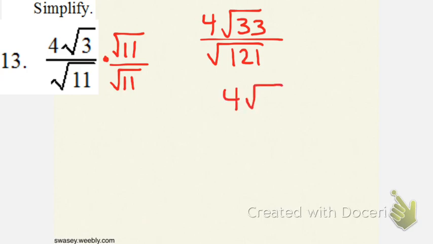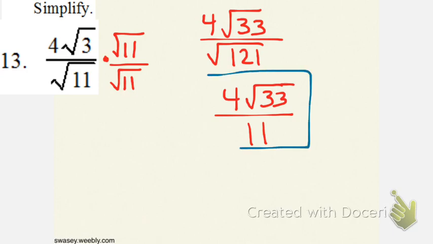So we have 4 square root 33 over 11. When you look at the 4 and the 11, they have no common factors, so this will not simplify. Do not cancel a factor of square root of 11 with a factor of 11. Those are not the same.